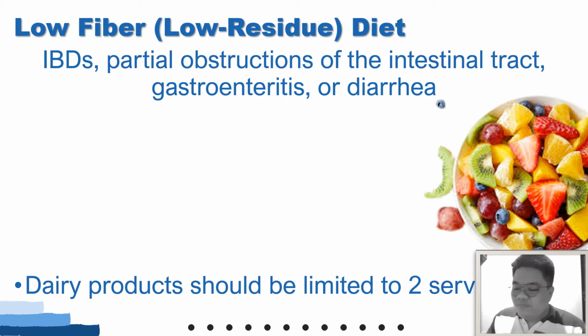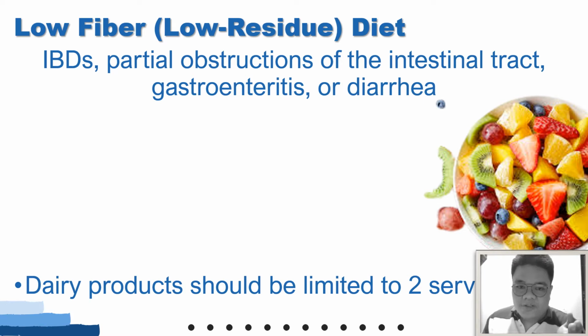So again, if my patient is constipated, I would want a high fiber diet because high fiber would make the stool soft, easy to go out. Now, for your low fiber diet, class, it's indicated for a patient who's having diarrhea.